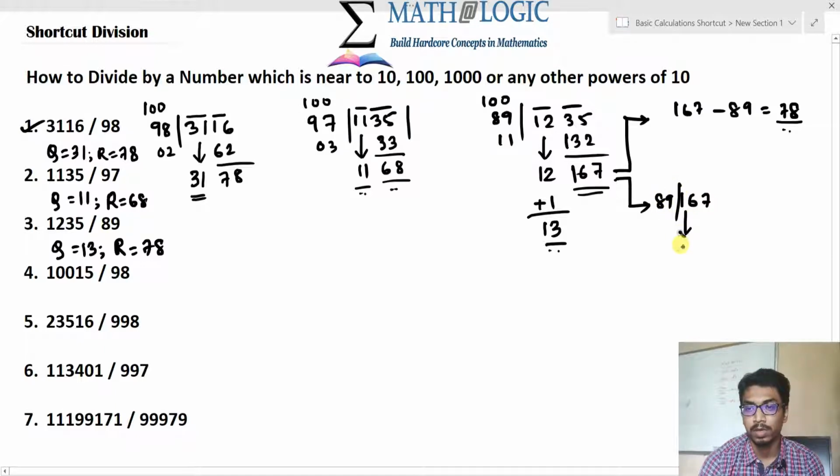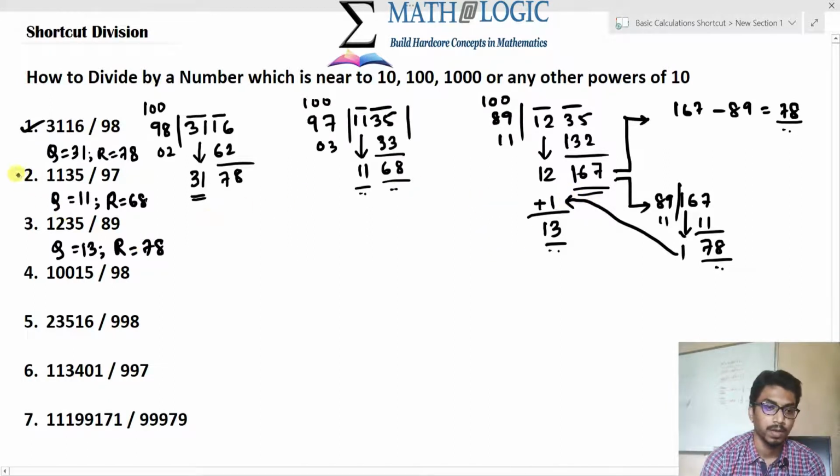You have dropped this 1 as it is. 1 multiplied by 11 is 11. Again you will get the same remainder. And this one is this extra quotient that was added. Clear? Okay. So the first three questions are done. This step is getting easier or not? Okay. Now see.